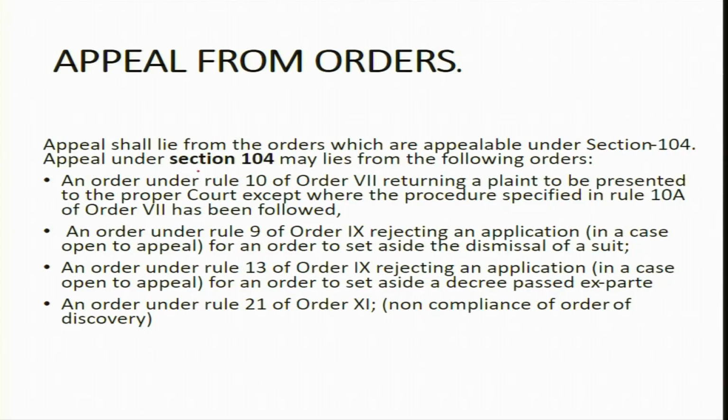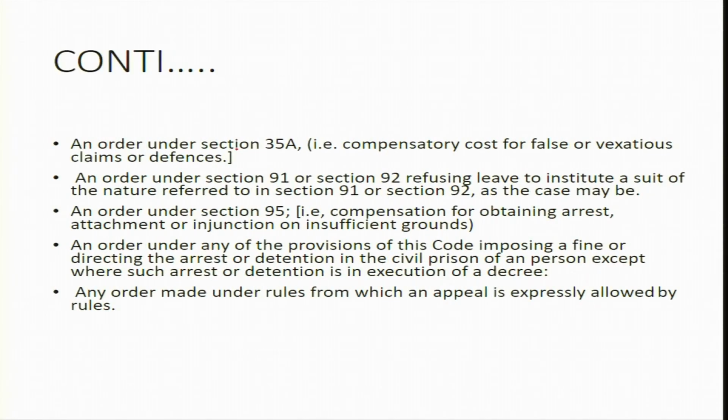These are appealable orders: Order 43, which I already told you. Rule 10, Order 7, returning a plaint, is an appealable order. If this order is not there, then you cannot appeal. Rule 9 of Order 9, rejecting an application; Rule 13 of Order 9, rejecting an application; Rule 21 of Order 9, non-compliance of order of discovery; Section 35A, compensatory cost for false or vexatious claim. These are appealable orders, otherwise every order is not appealable.